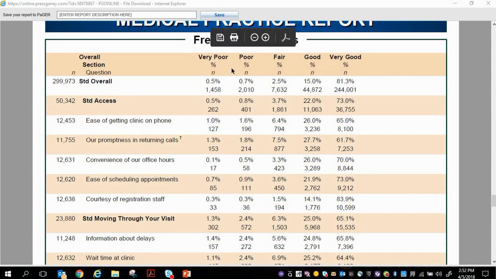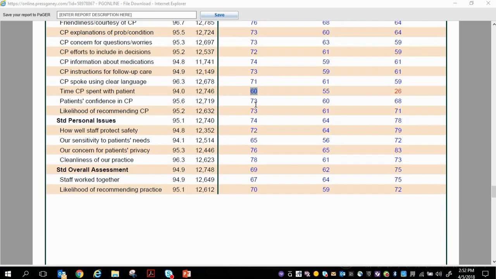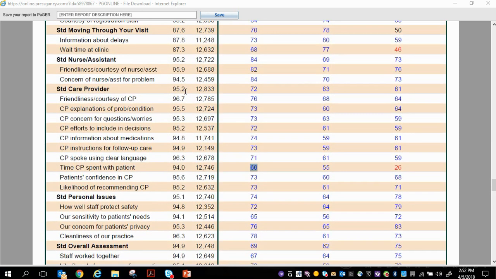These ratings of very poor, poor, fair, good, and very good are the 1 to 5 ratings on the survey. These are what's converted into the points calculated for the mean score that appears in the question analysis at the side here.